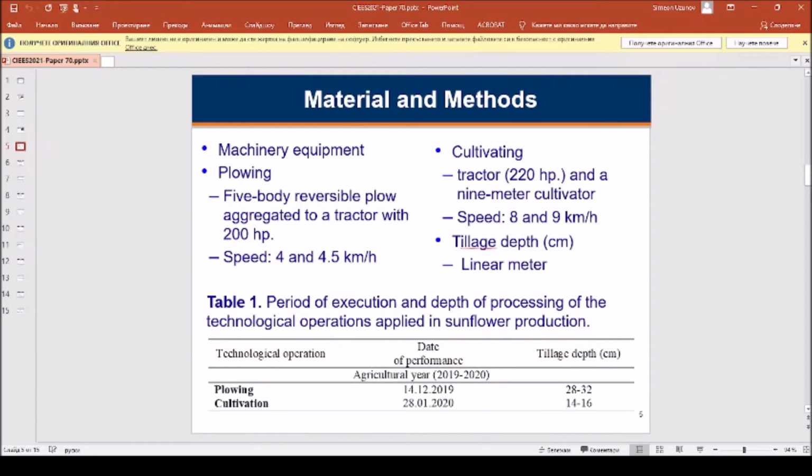The period of execution and depth of processing of the technological operations applied in sunflower production are presented in Table 1. As can be seen from the table, the measured plowing depths were between 28 and 32 centimeters. The measured cultivation depths were between 14 and 16 centimeters. The tillage depth in centimeters was measured with a linear meter.